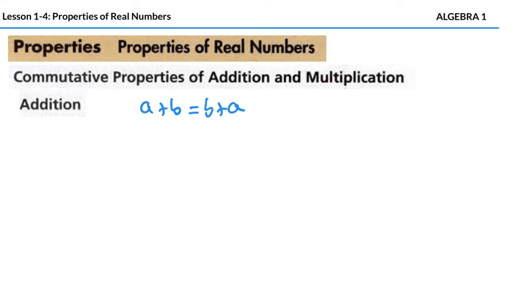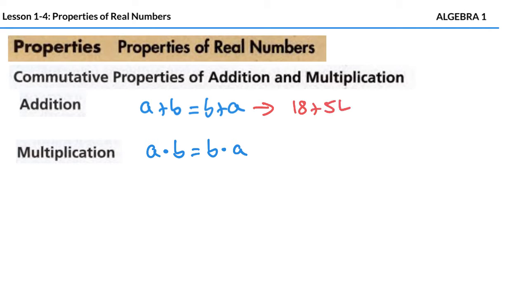Okay, the same thing in multiplication. A times B will be same as B times A. To give you examples over here, for addition, 18 plus 54, what will be the answer? It will be same as 54 plus 18. So you see, if we change the addendums over here, the value will still remain the same.